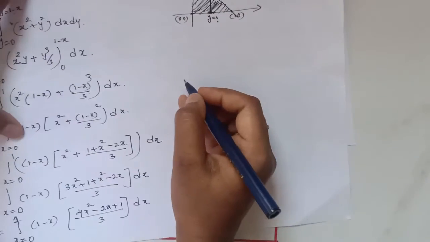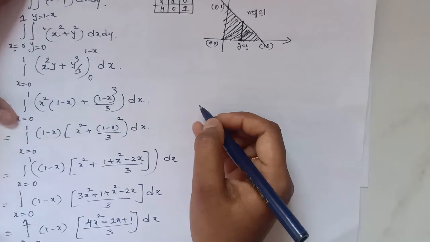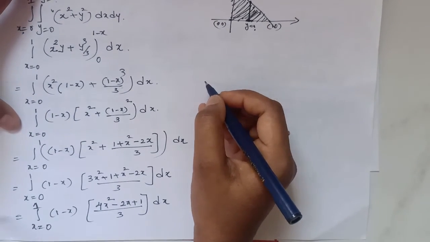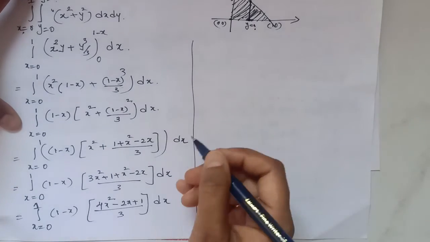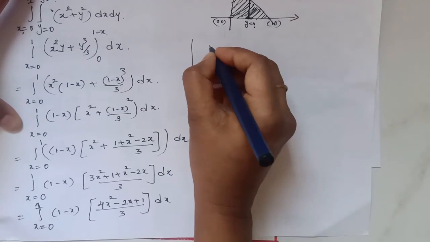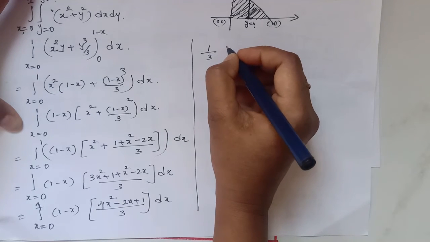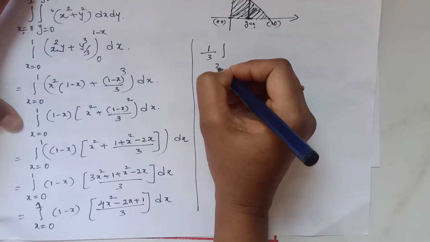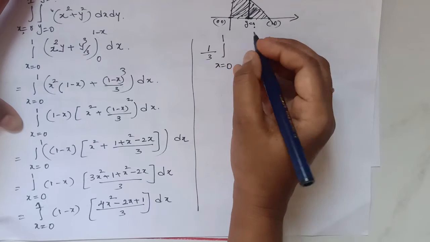Now, 1 by 3 I can write outside of the integral. The integral from x equal to 0 to 1.